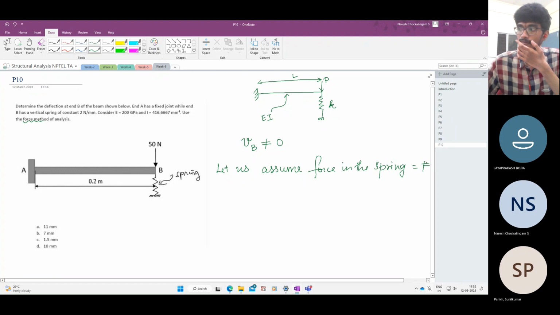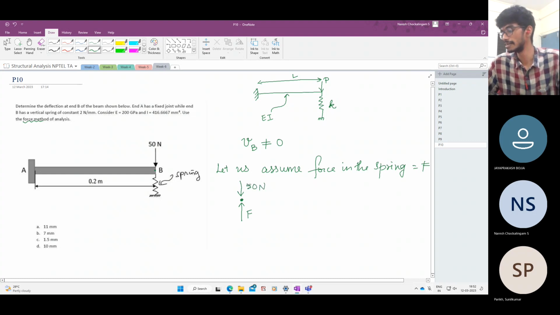Now, you have a point, right? Let us look at this joint B. So at this point B, what are all the forces that are acting? One is the force that comes from the spring, F. One is the applied force, 50 kilonewtons, 50 newtons. Now let's just take it as P.